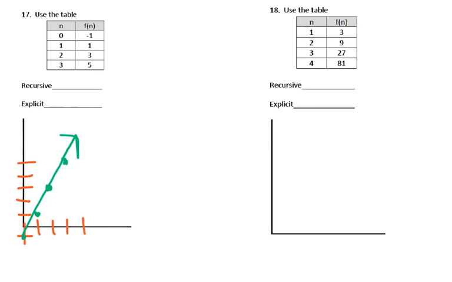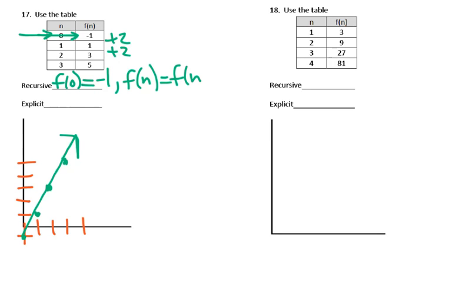Now, recursive and explicit. Recursive, remember, we start with our starting point. So I go f of 0, saying when my input is 0, what is my answer? It's negative 1. Then, what's our pattern? Negative 1 to 1, we're adding 2 each time, right? So I go f of n equals f of n minus 1 plus 2.